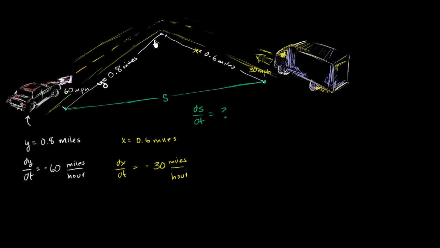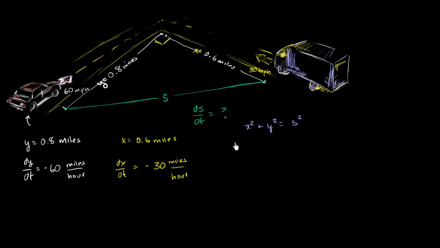Well, we know that this is a right triangle. The streets are perpendicular to each other, so we can use the Pythagorean theorem. We know that x squared plus y squared is going to be equal to s squared. And then we can take the derivative of both sides of this with respect to time to get a relationship between all the things that we care about.